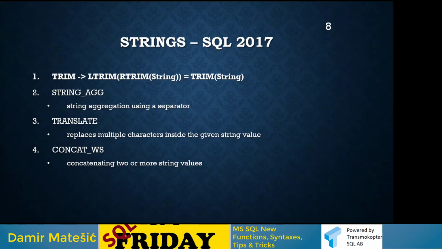It introduced some new functions, like, for example, TRIM. It's logical, because I don't even know why the Microsoft team took so long to develop this function. Before TRIM, you had to use LTRIM and RTRIM. LTRIM removes spaces, empty characters, from the left side, and RTRIM from the right side. And now you have TRIM that removes space characters from both sides, meaning at the beginning and the end of the string.